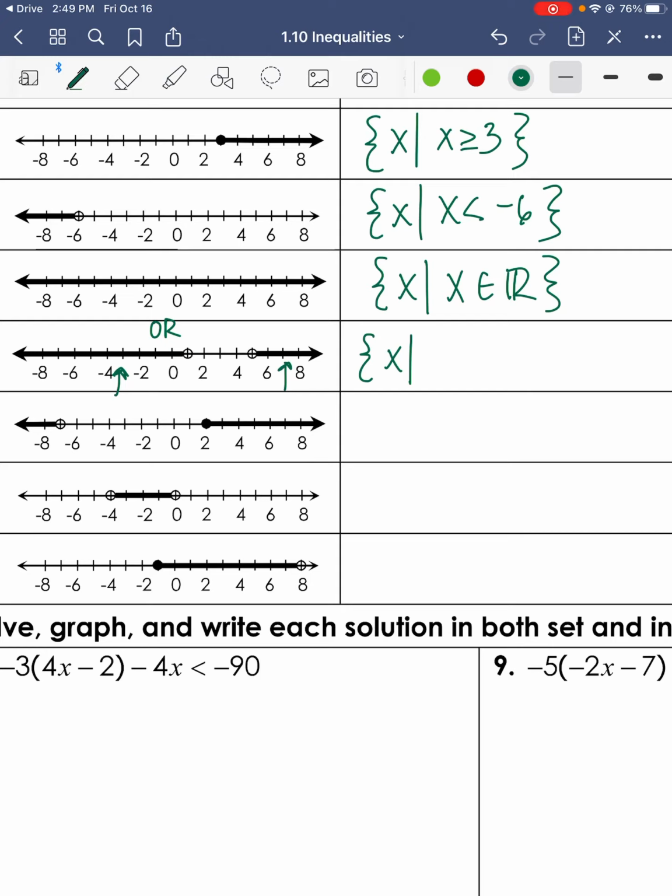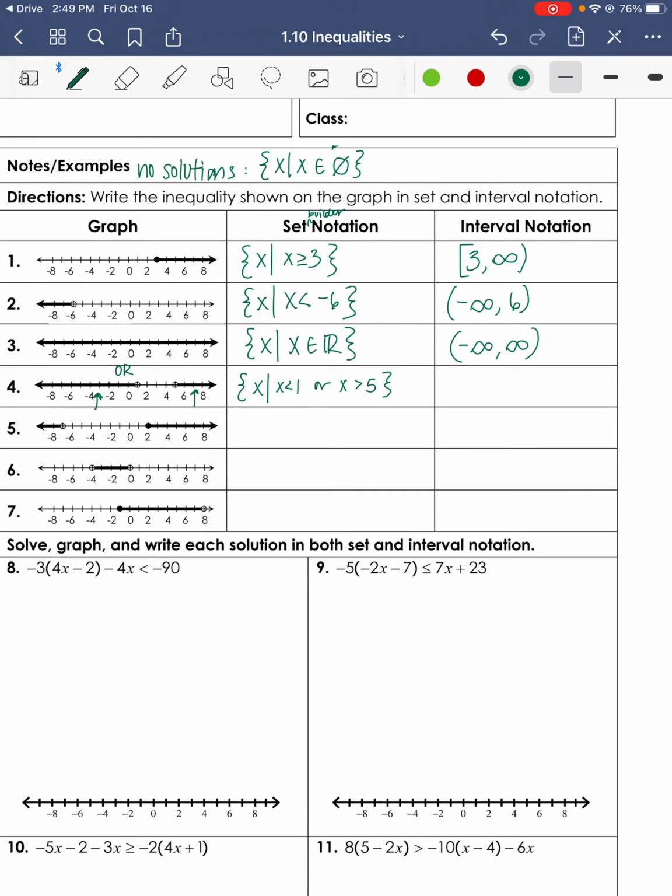Let's look at the left one here. This inequality is x is less than 1, or, looking at the right side, x is greater than 5. These are both open circles, so we don't have any equal to symbols underneath our inequality symbols. And that's it. We just have this inequality or this inequality.